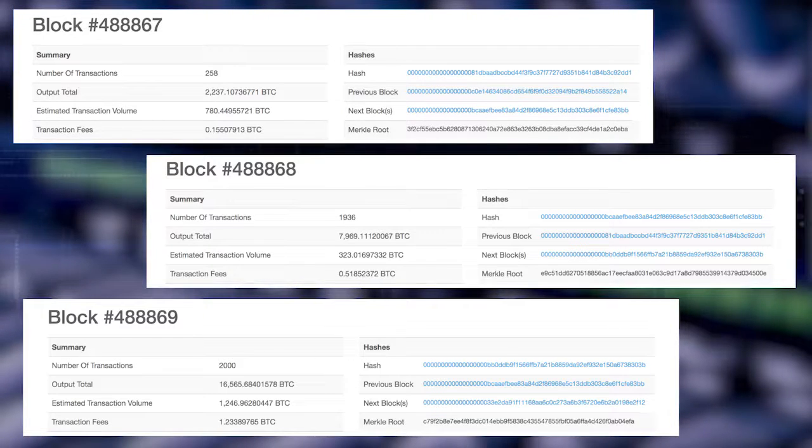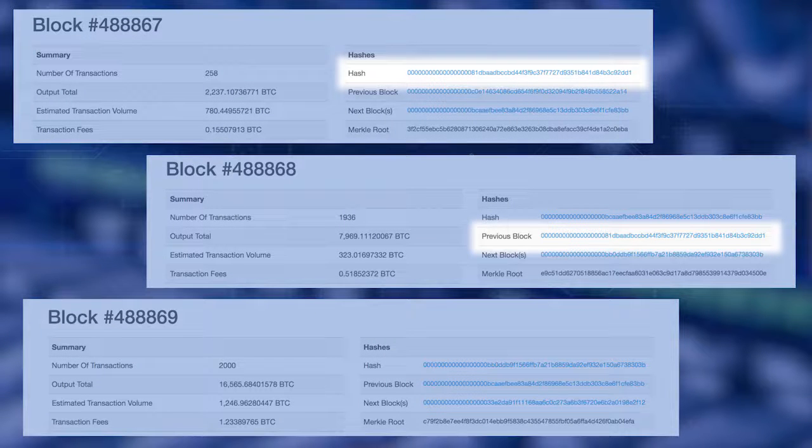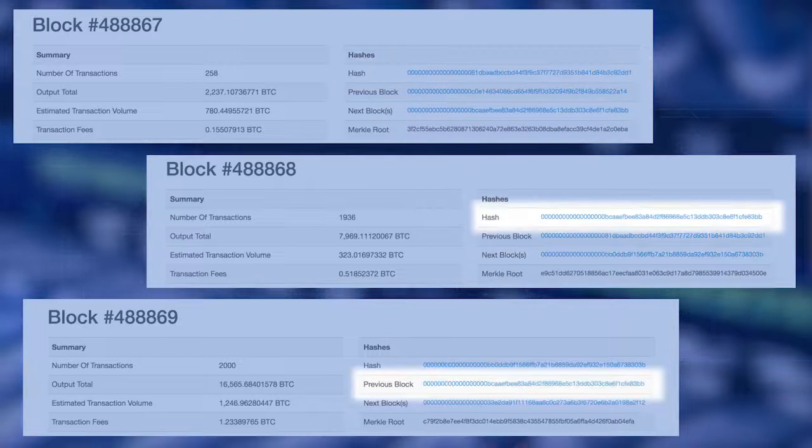488-868 shown in the middle has the hash of 488-867 as its previous hash. Block 488-869 has the hash of 488-868 as its previous hash, forming the links in the chain.